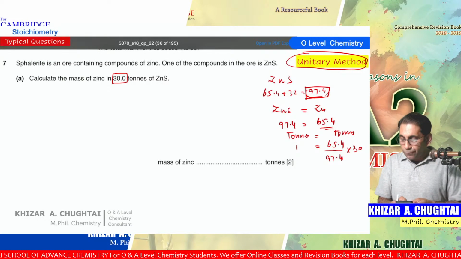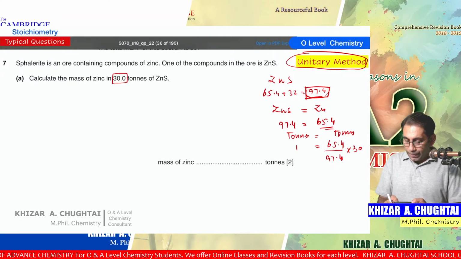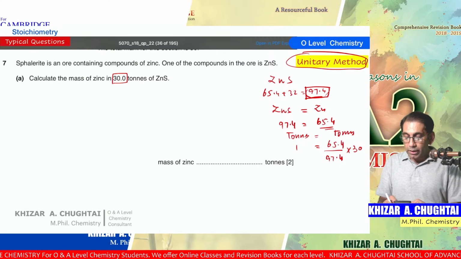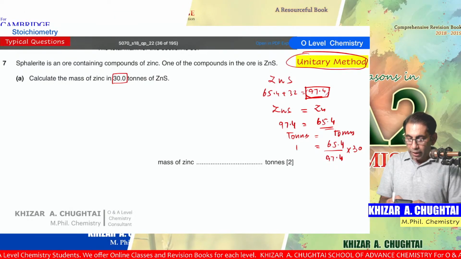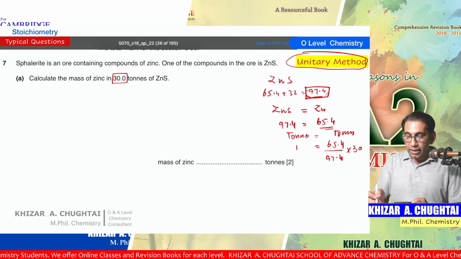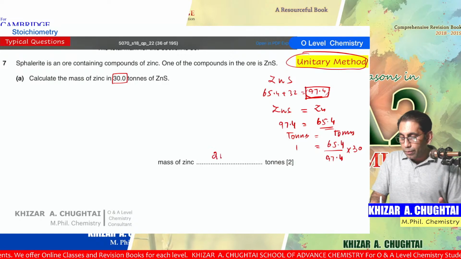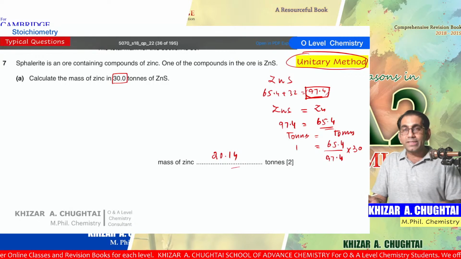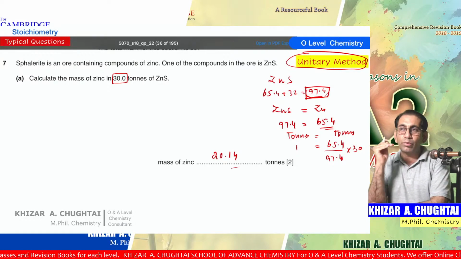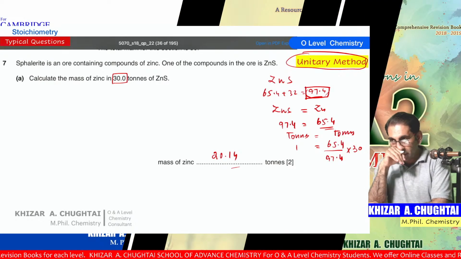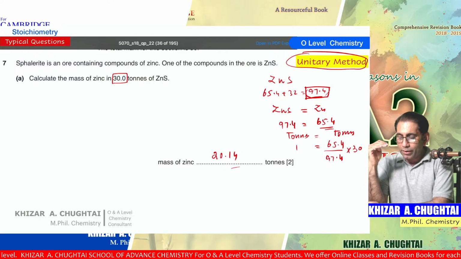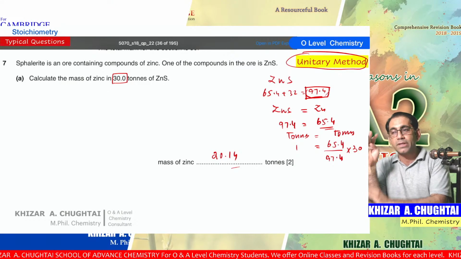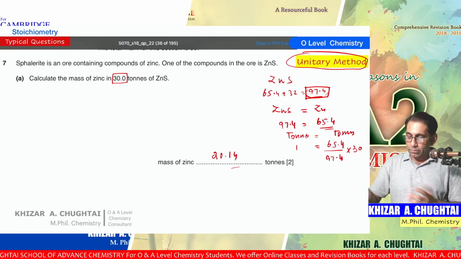I mean, 65.4 multiplied by 30 and divided by 97.4, and the answer is 20.14 tons. There is no need to convert grams into tons. Good, thank you, Uzair, thank you, Kamar. There is no need to convert tons into grams or grams into tons, and so on.